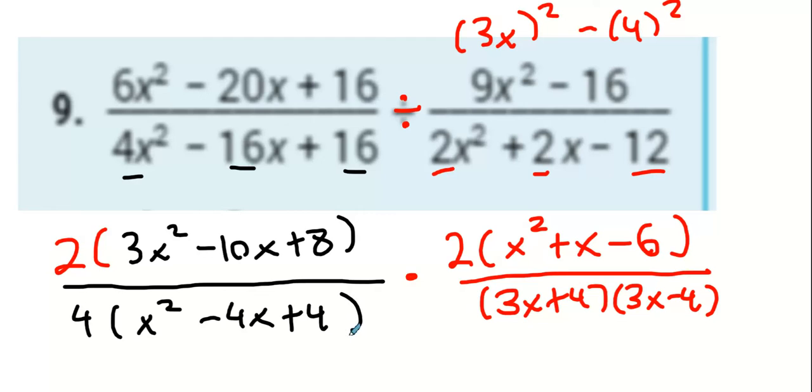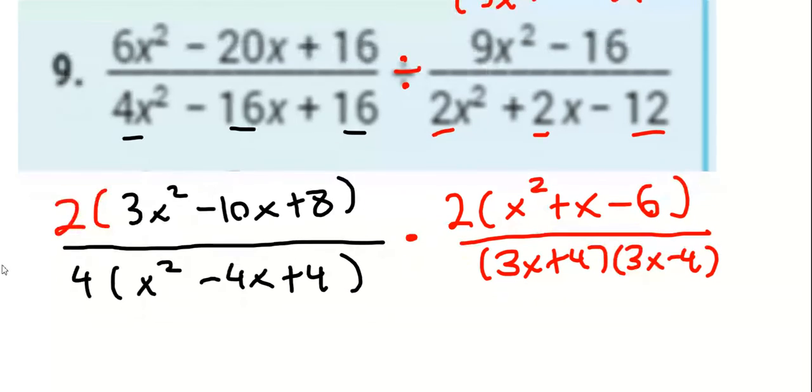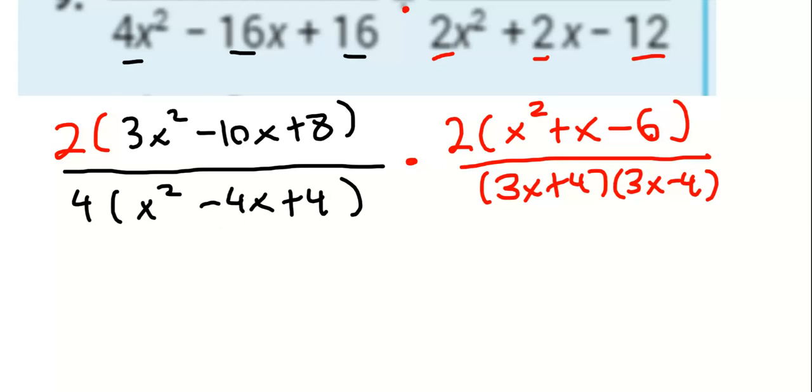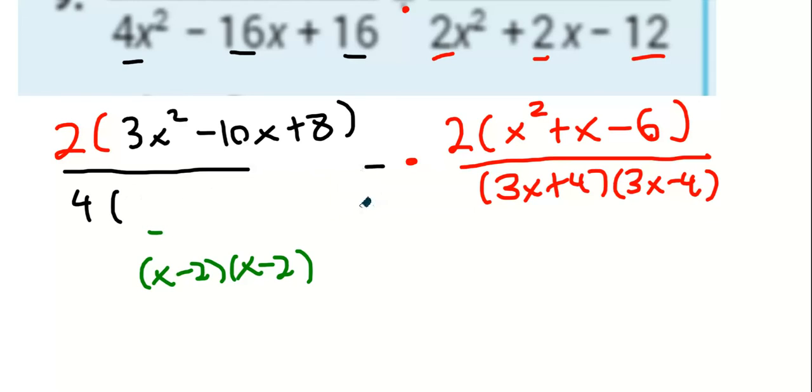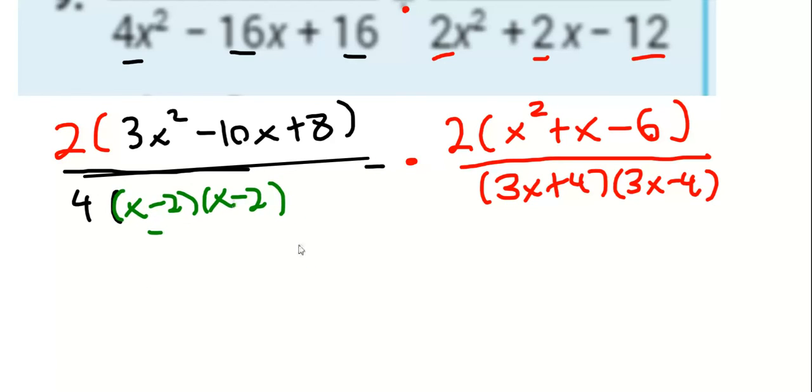All right. Now, when you're looking at all these, none of these are fully factorized yet. So I'm going to start off with this one here. I'm going to factorize this one. And when I factorize that one, it's going to be x minus 2, x minus 2. So easy marks on the board. So I'm going to slot that up here, right?